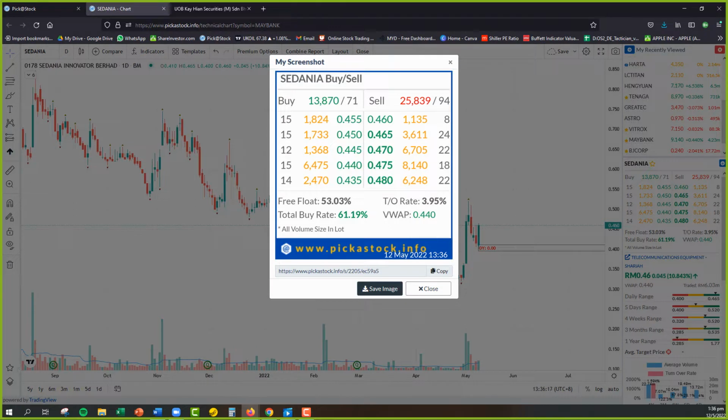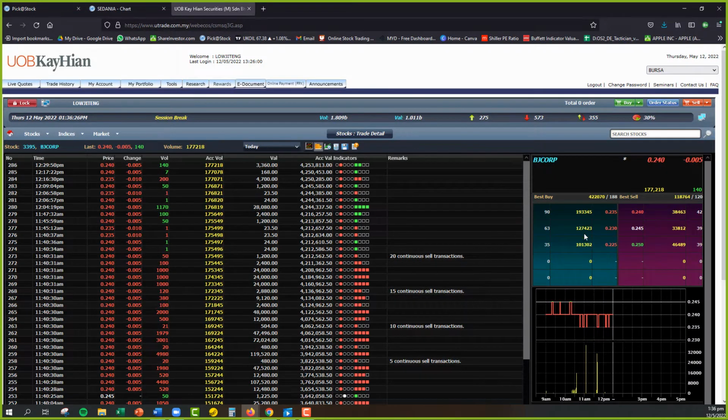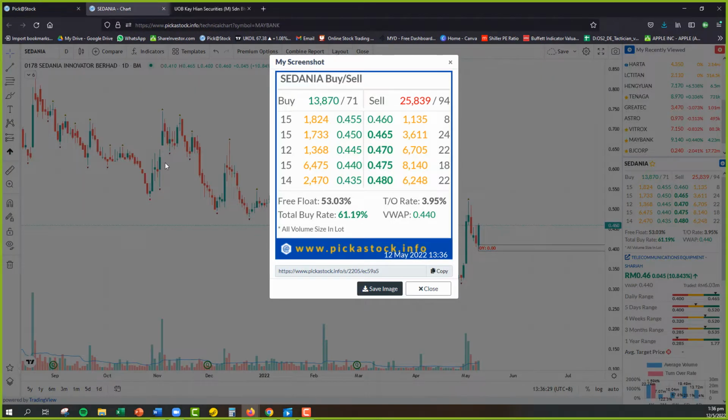Now, firstly, you need to know that there are two components in the market depths. Each side has 5 bids shown, and on some platforms, it will be 3 bids shown on the right-hand side, right here. First, on the left-hand side, it's what we call the buyer side. For example, if you want to buy Sedania at 45.5 cents, you key in the order and submit, and it will appear on the market depths on the 455 side.